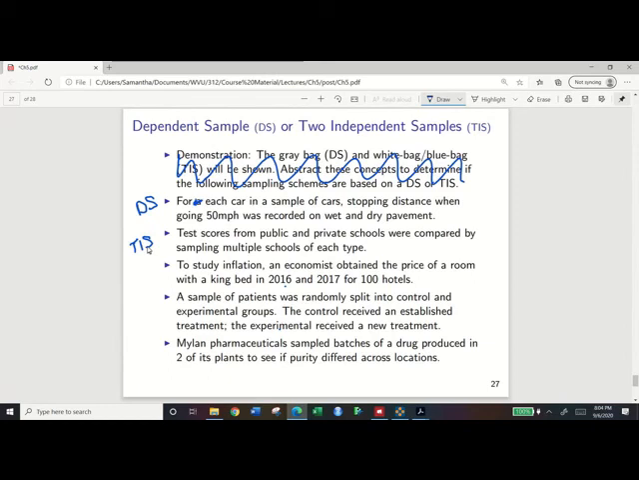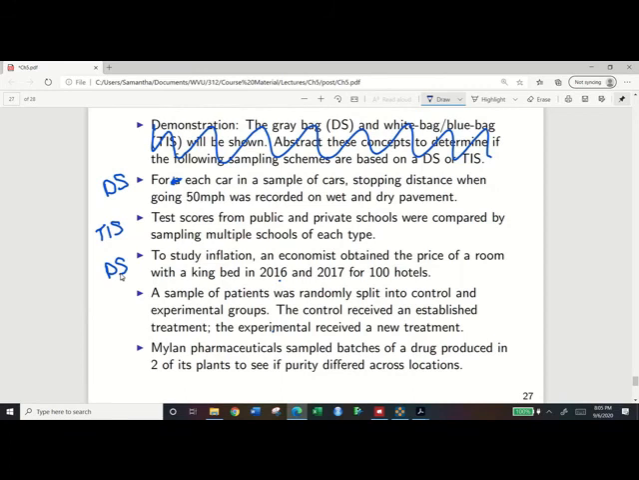Next, to study inflation, an economist obtained the price of a room with a king bed in 2016 and 2017 for 100 hotels. In this situation, I'm assuming that we are comparing the same 100 hotels both in 2016 and 2017. So in that case, there would be a natural comparison of comparing a single hotel's price in 2016 and 2017, and then comparing all 100 hotels before and after. So to me, this would be a dependent sample.